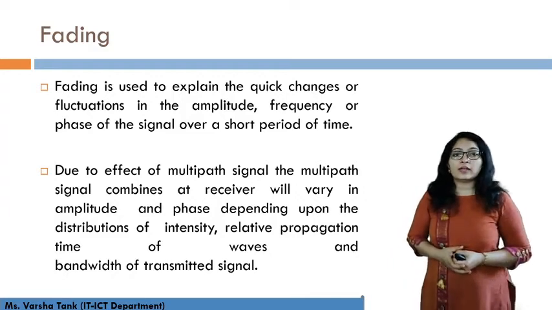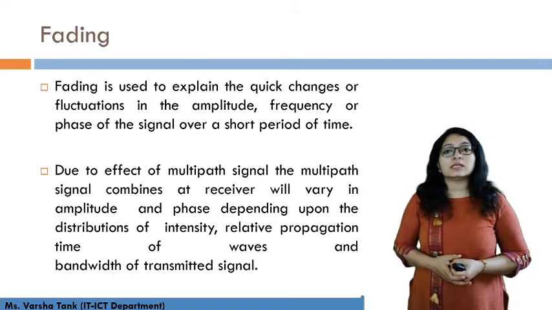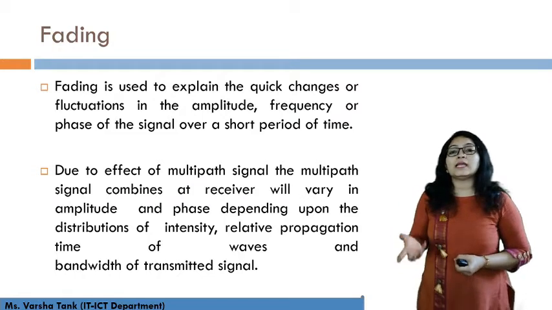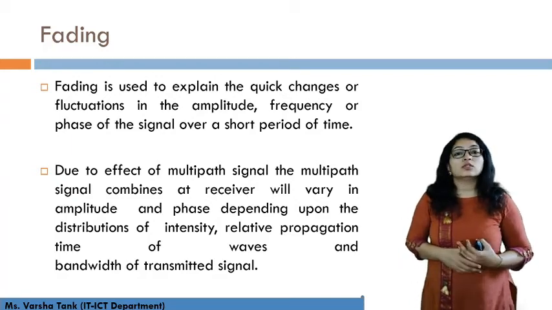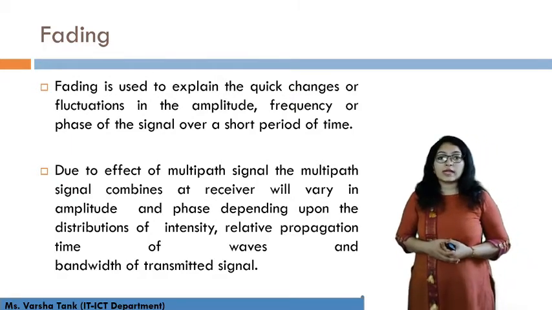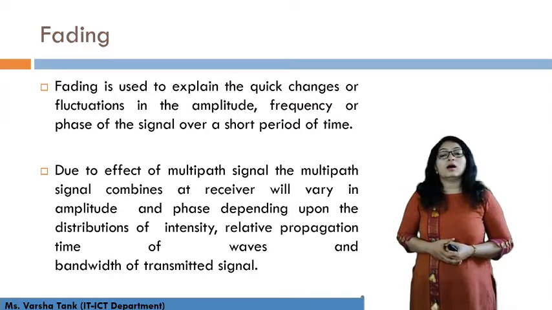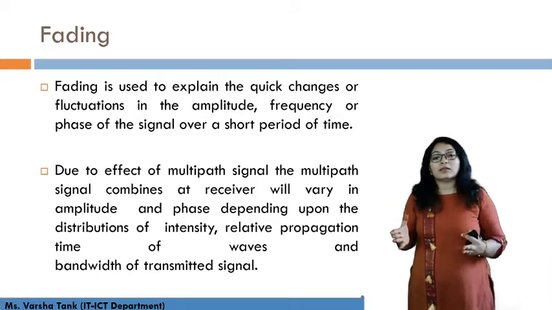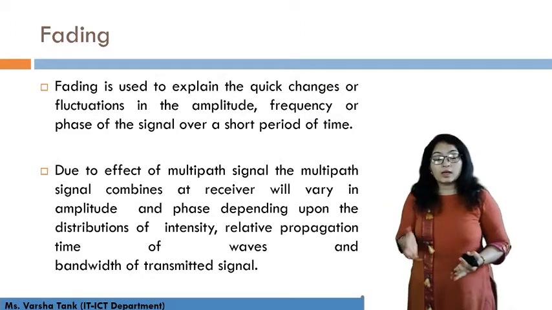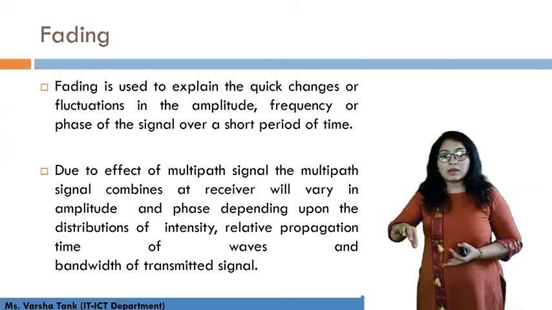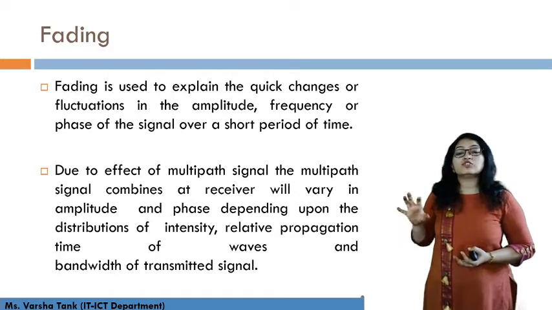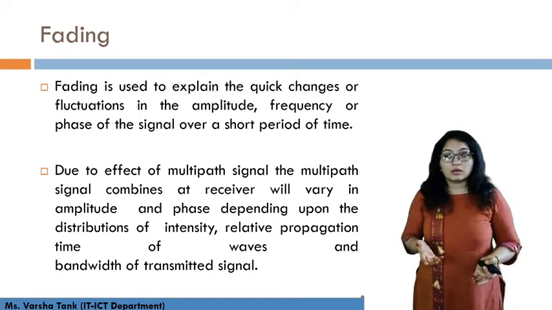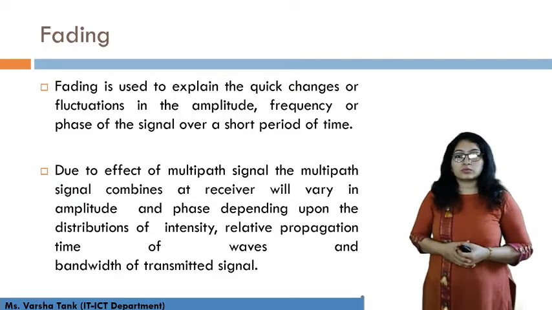Due to the effect of multipath, the multipath signals combined at the receiver will vary in amplitude and phase, depending upon the distribution of intensity, the relative propagation times of the waves and the bandwidth of the transmitted signal. As we saw in the previous lecture, the multipath effect defines fading. Why? Because signals are transmitted with the same intensity, but they are not received with the same intensity at the receiver side. They change in phase and in intensity. This is known as fading.